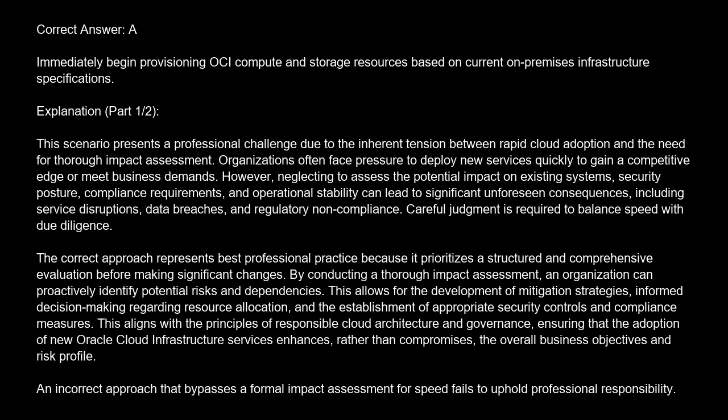This allows for the development of mitigation strategies, informed decision-making regarding resource allocation, and the establishment of appropriate security controls and compliance measures. This aligns with the principles of responsible cloud architecture and governance, ensuring that the adoption of new Oracle Cloud Infrastructure services enhances, rather than compromises, the overall business objectives and risk profile.